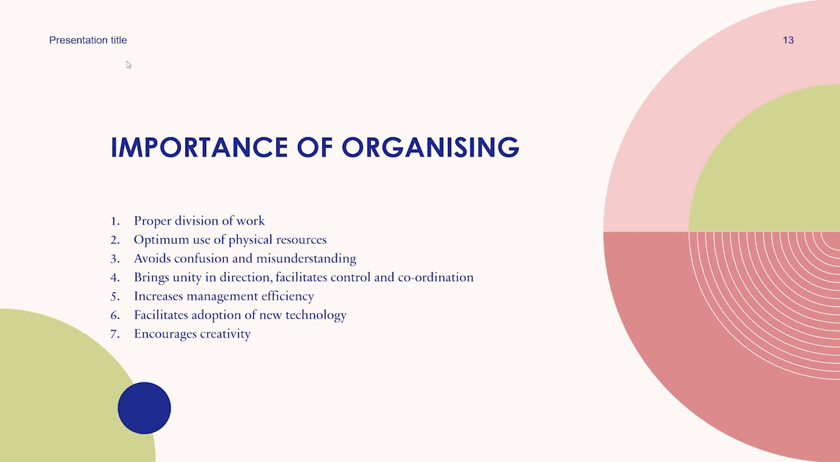Third importance is avoiding confusion and misunderstanding. By assigning definite duties and responsibilities, each employee knows his specific mission, duty, authority, and responsibility. Thus, organizing avoids all misunderstandings, confusions, conflicts, etc. Fourth importance is that it brings unity in direction and facilitates control and coordination. Efficient delegation, an effective communication system and well-knitted relationships bring unity in command and direction, fixed responsibilities and division of work, and also facilitate control and coordination.